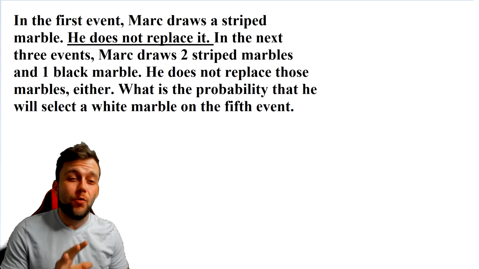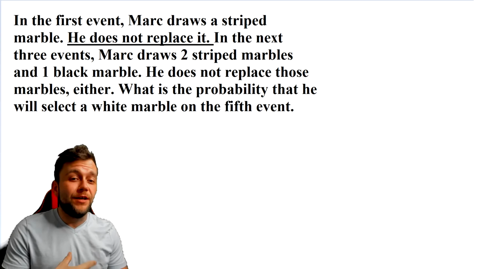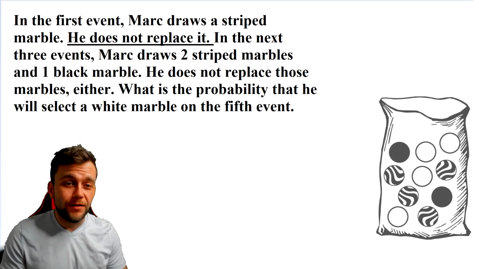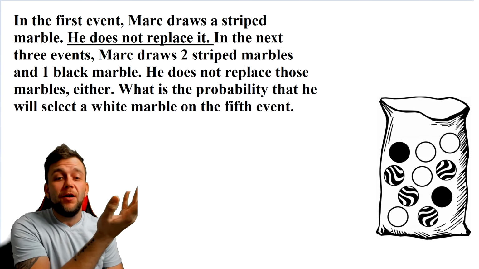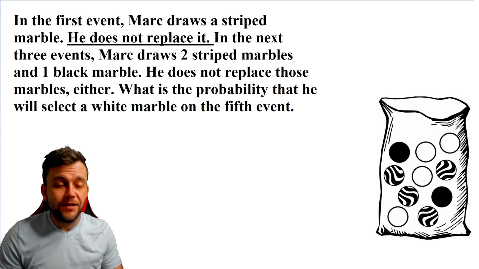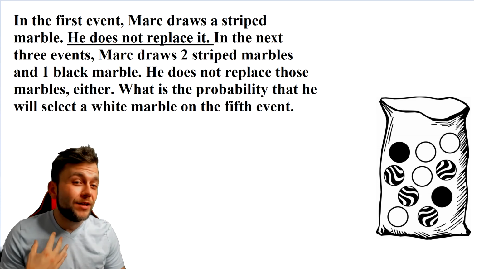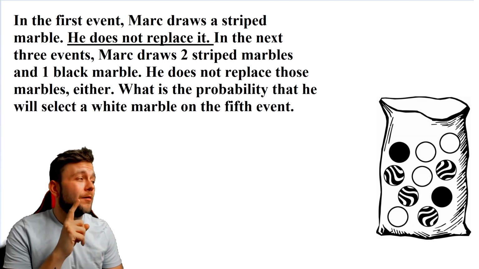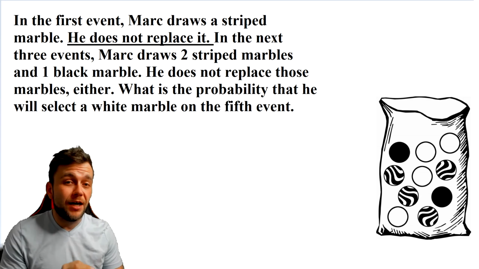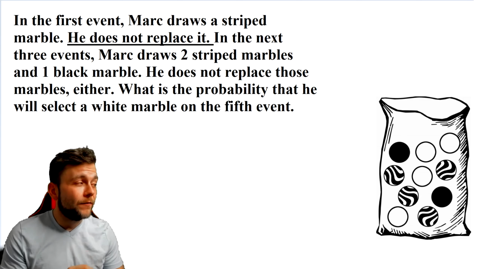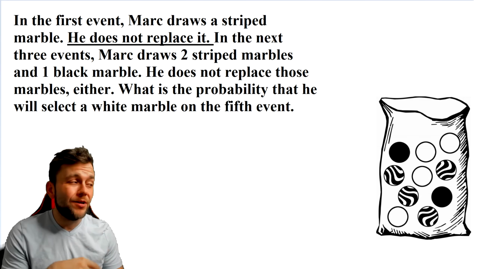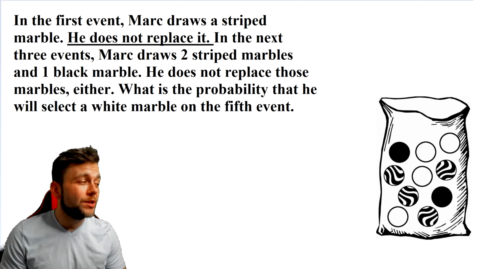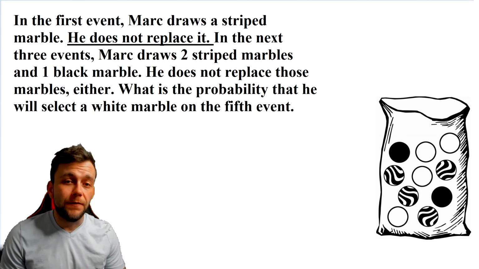Here is our first wordy example problem. It is another marble problem yet again, but this time it's more complex, as you can see by all of the beautiful words up here. Let me read this for you. This is very similar to what you'll find on the GED. In the first event, Mark draws a striped marble. He does not replace it. In the next 3 events, Mark draws 2 striped marbles and 1 black marble. He does not replace those marbles either. What is the probability that he will select a white marble on the 5th event?